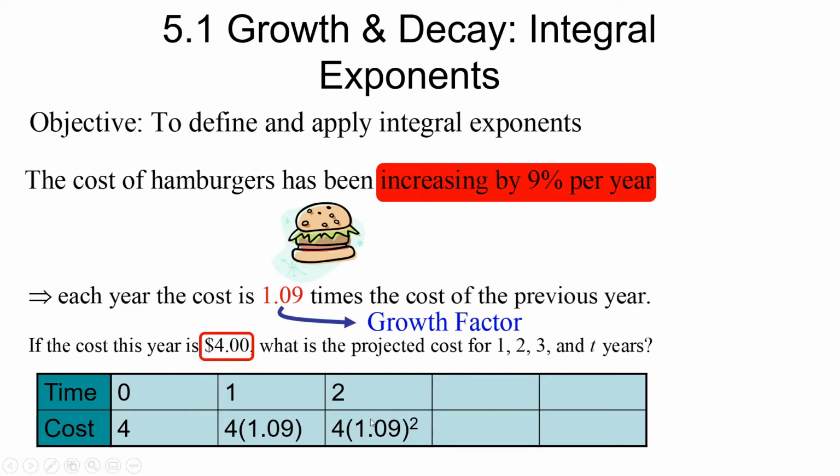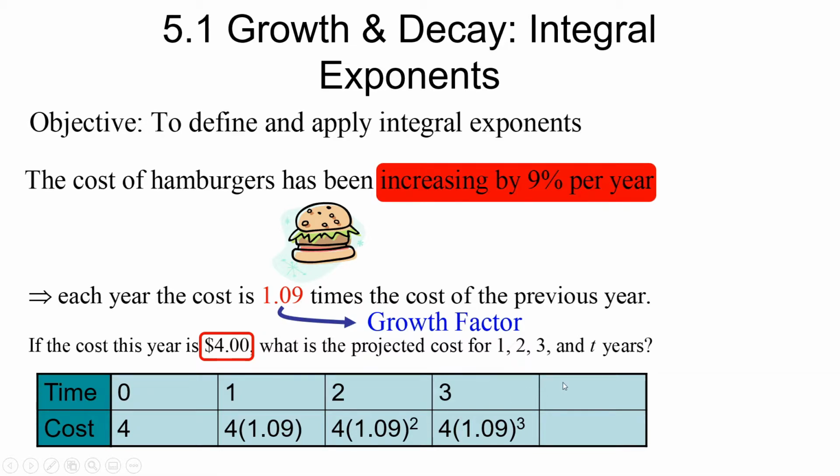So you see what's happening right here? And look at your patterns. This is 4 times 1.09 to the 0 power. This is 4 times 1.09 to the first power. This is 4 times 1.09 to the second power. How about year 3? Do you think it might be 4 times 1.09 to the third power? Because every year the cost of that burger increases by 9%.